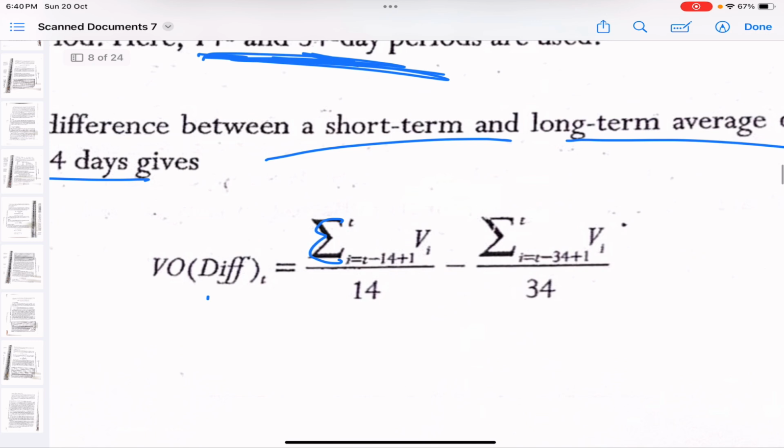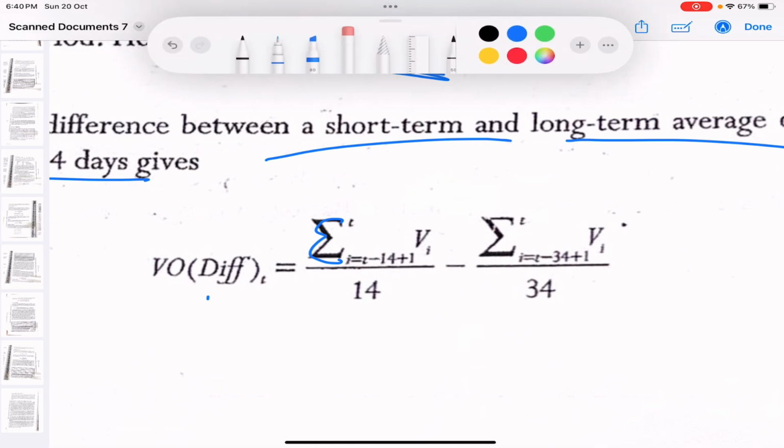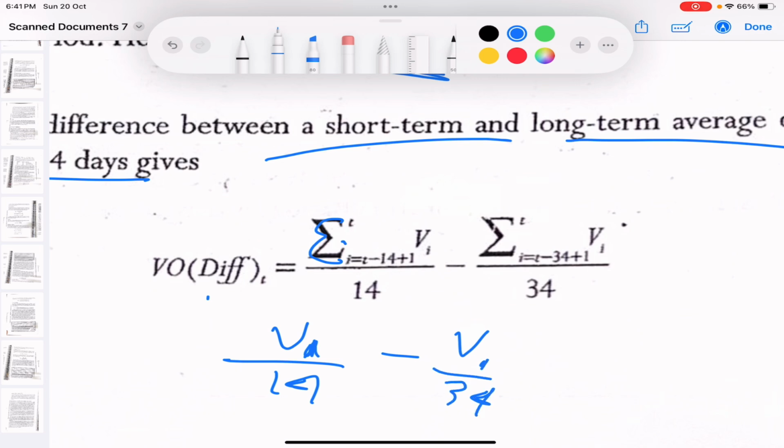Okay, yeah. We have summation i equal to t minus 14 plus 1, volume divided by 14, and you're going to minus the t volume. The formula in simple terms, don't get confused looking at this, I'll quickly explain that. Volume of now divided by 14 minus volume of now divided by 34 is the difference which you'll use in the first method of volume oscillator.